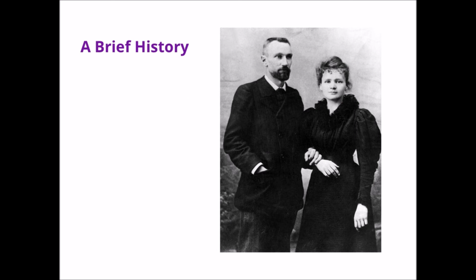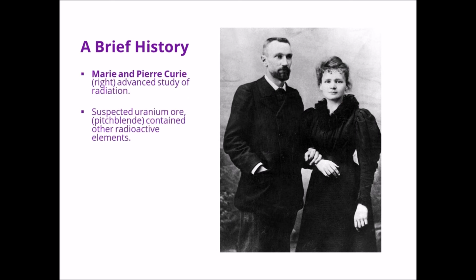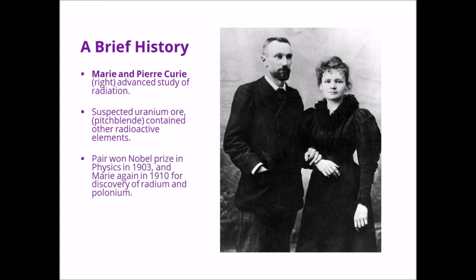Continuing on from Becquerel's work were Marie and Pierre Curie, who are shown on the right. They suspected that the uranium ore pitchblende, now known as uraninite, that Becquerel was working on contained other radioactive elements than uranium. The pair won the Nobel Prize in Physics in 1903, the same time as Becquerel, and Marie won it again in 1910 for the discovery of radium and polonium.